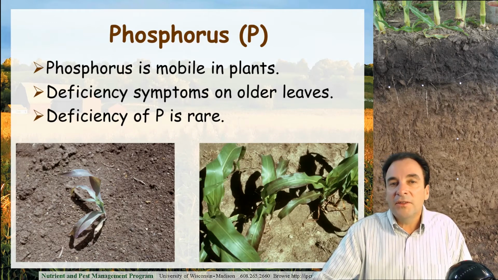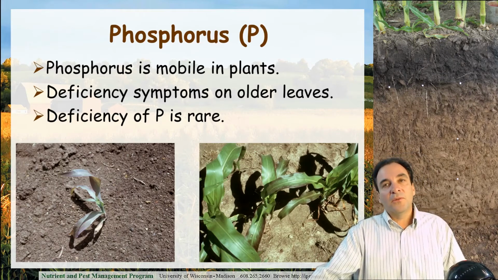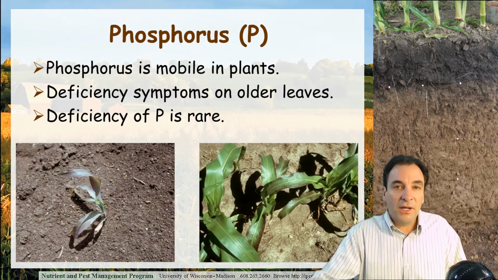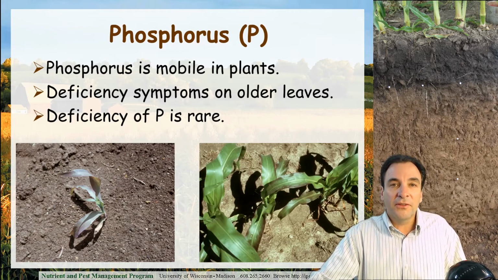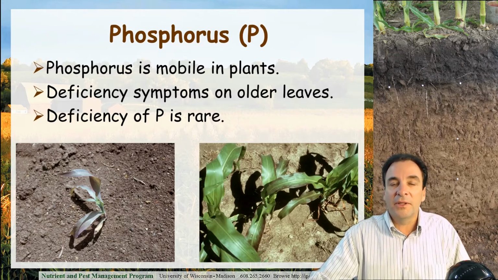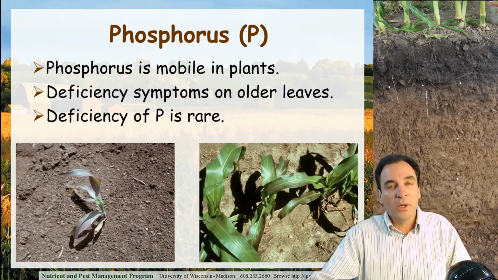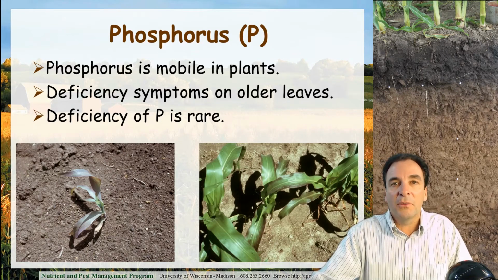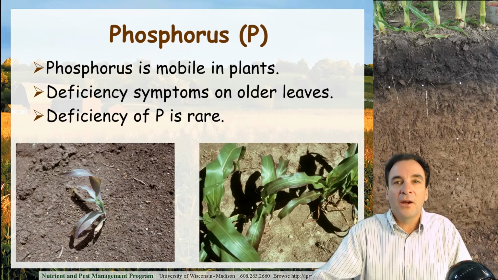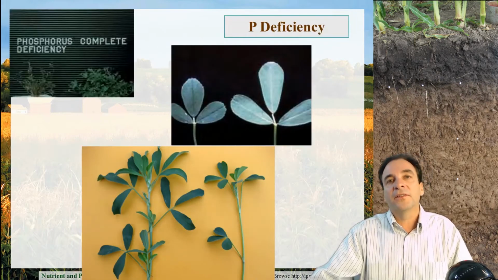So if you see purple corn in the seedling stage, one, it may be a hybrid trait, or two, it may be short-term phosphorus deficiency, even though our soil levels are adequate. And as soon as that plant warms up and expands its root mass, that phosphorus deficiency will go away. So again, phosphorus deficiency, rare in Wisconsin, you're likely not going to see it.